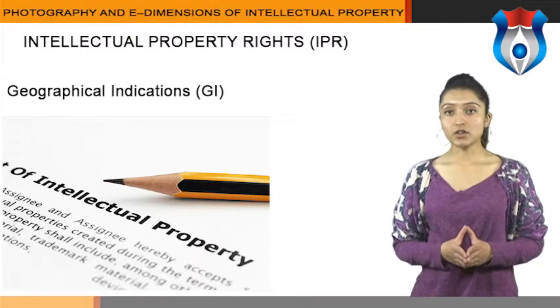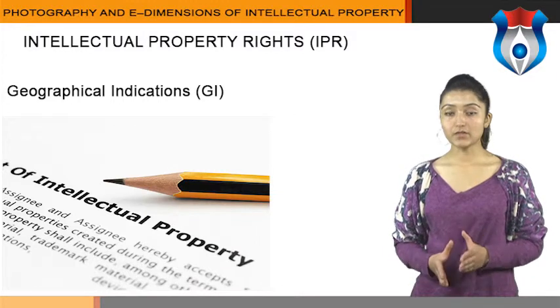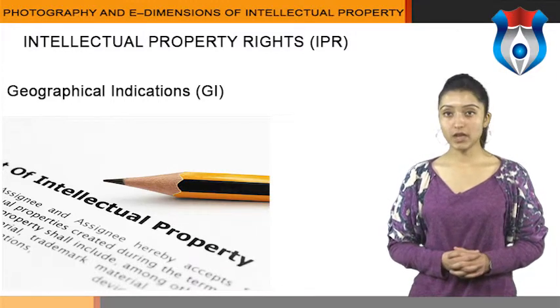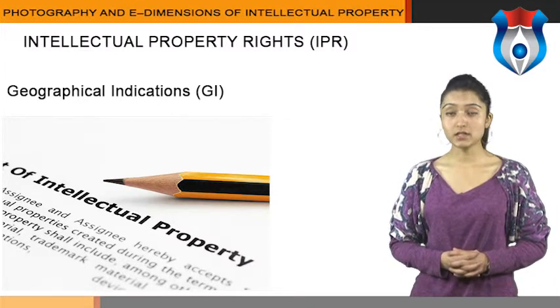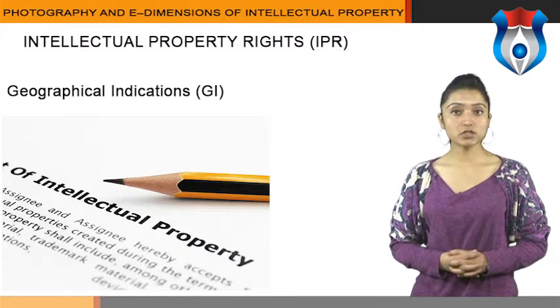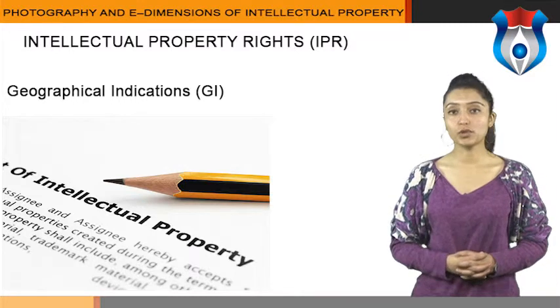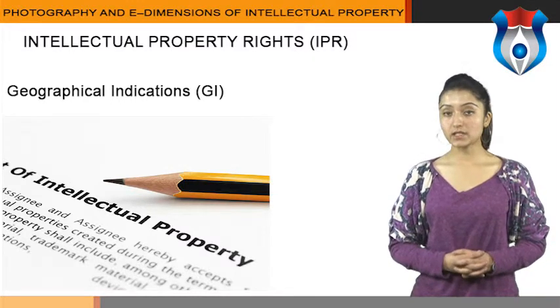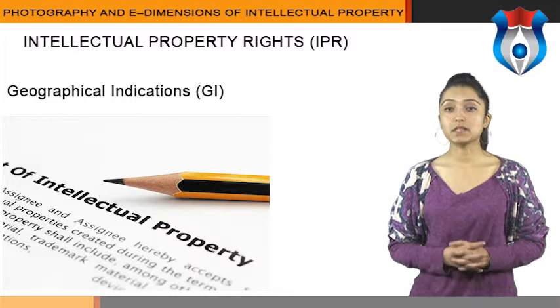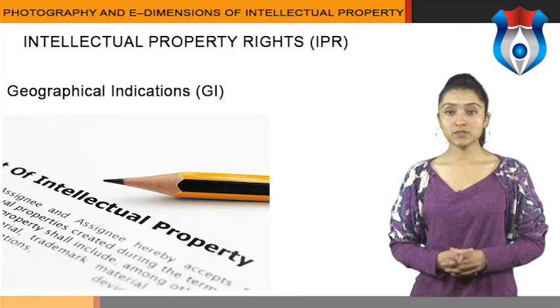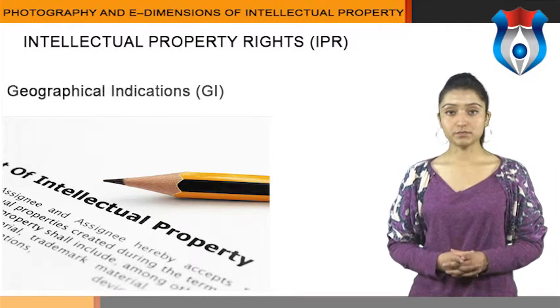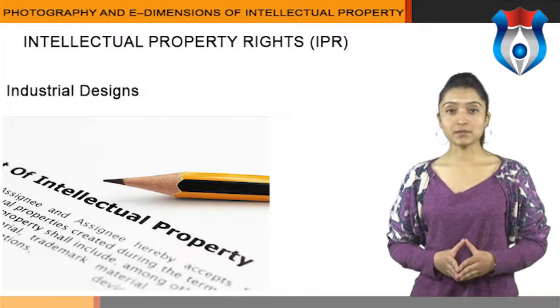Geographical indications, GI. The GI are signs used on goods that have a specific geographical origin and possess qualities or a reputation that are due to that place of origin. Agricultural products typically have qualities that derive from their place of production and are influenced by specific local factors such as climate and soil.